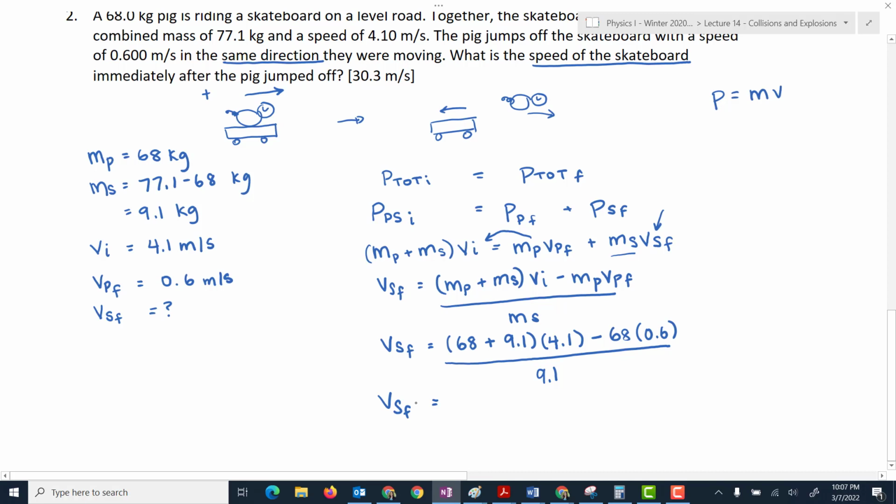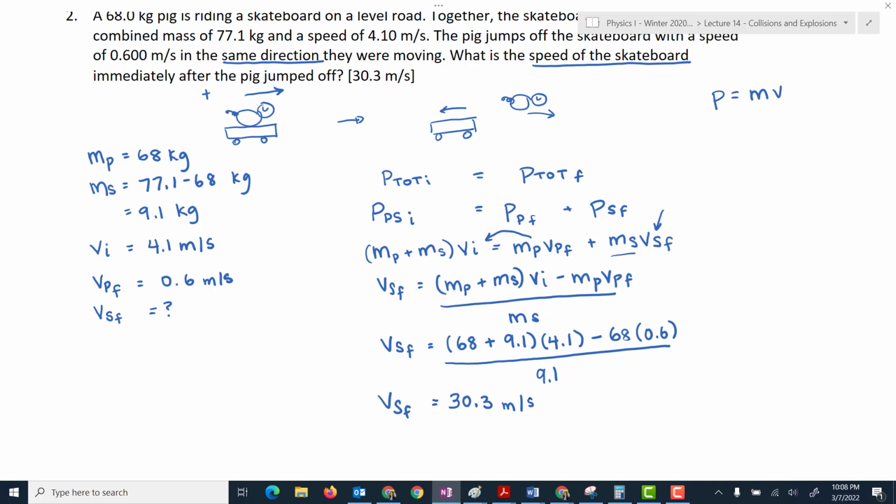All right, so now I'm just typing this into my calculator. I get 68 plus 9.1 times 4.1 minus 68 times 0.6 all over 9.1, and that gives me 30.3 meters per second. Okay, so the speed of my skateboard immediately after the pig jumps off is 30.3 meters per second.